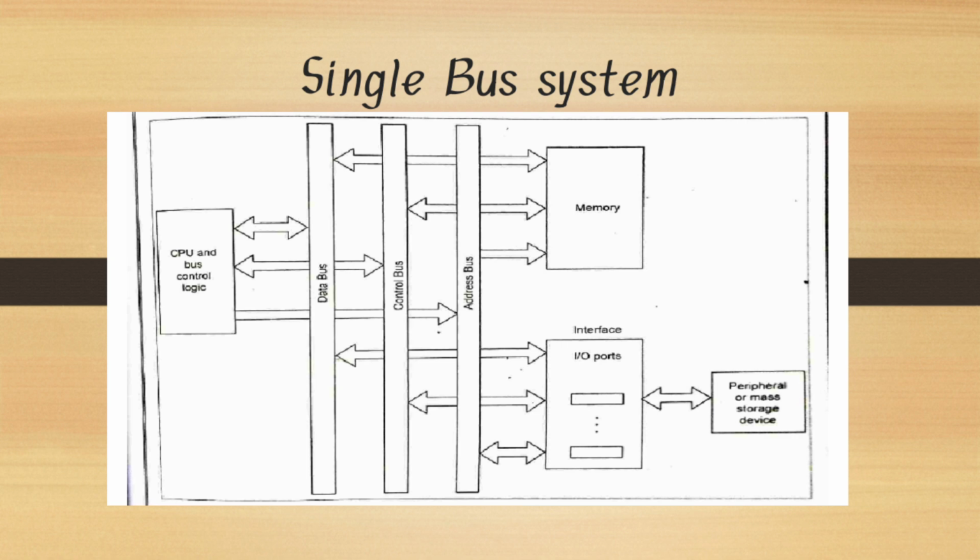Normally the 8086 communicates with the I/O devices through the system bus. The system bus is nothing but a data bus, address bus and control bus. So the 8086 is interfaced with the external memory and I/O devices. The I/O devices are interfaced through the I/O port and mass storage devices.